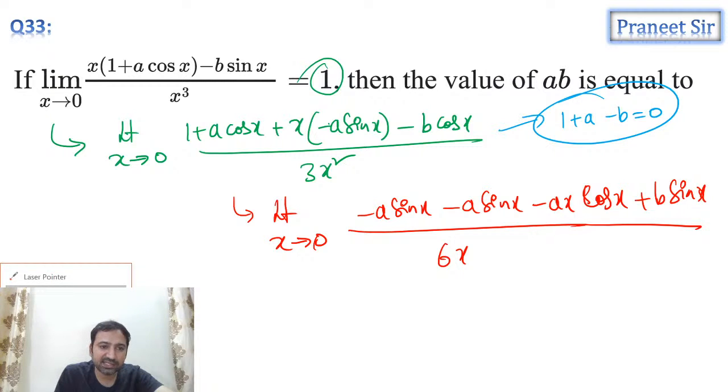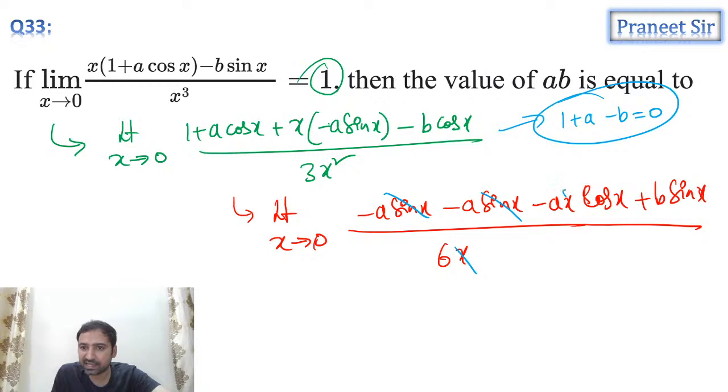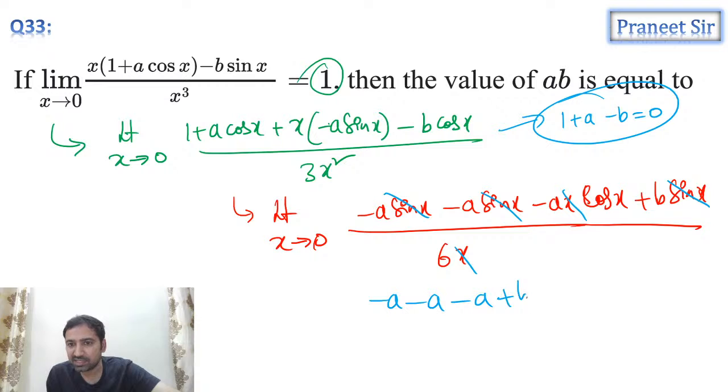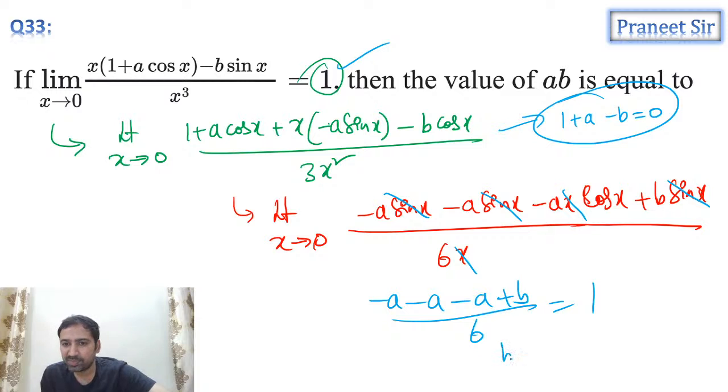Now tell me, guys, when x is tending to 0, sin x cancelled, x cancelled, sin x cancelled. All this cancelled. Now substitute x equals 0, what are we getting? Minus a plus b by 6 is equal to how much? He is giving 1, so let's equate it to 1. So b minus 3a is equal to 6.